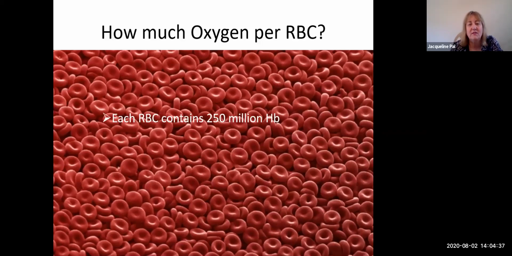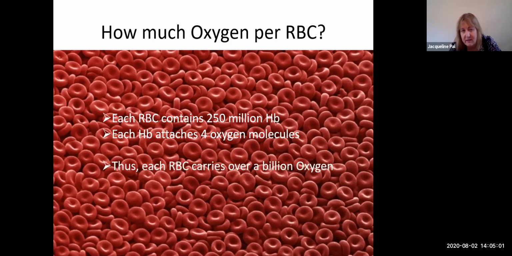All right, stop it, figure it out. Okay, so coming back, 250 million hemoglobins. Each hemoglobin attaches 4 oxygen. What's 250 times 4? It's 1,000. So now you're doing 1,000 million. What's 1,000 million? A billion. Okay, so every red blood cell contains over 1 billion oxygens.